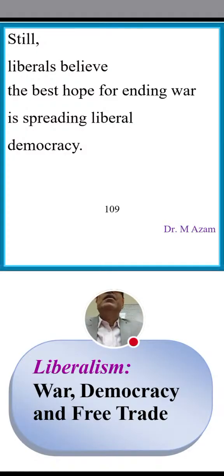Now, do you see Pakistan as a consolidated democracy? No, Pakistan is not a consolidated democracy. It is a transitionary democracy. And transitionary democracies are not democracies as such. So the democratic theory of peace applies only to the states which are consolidated democracies. And this democratic theory of peace does not apply to countries like Pakistan.